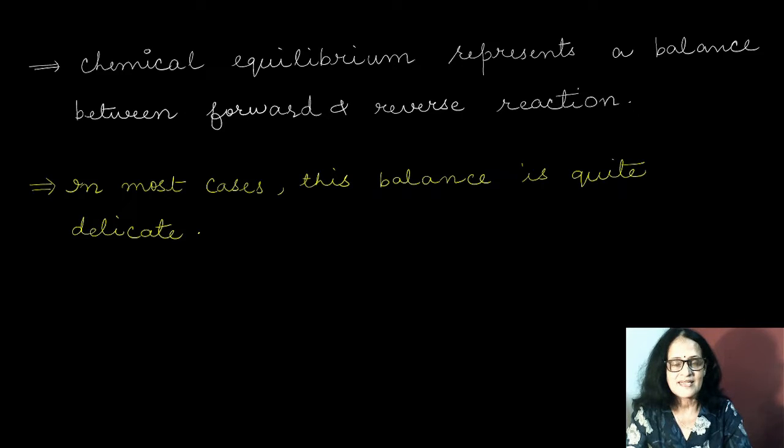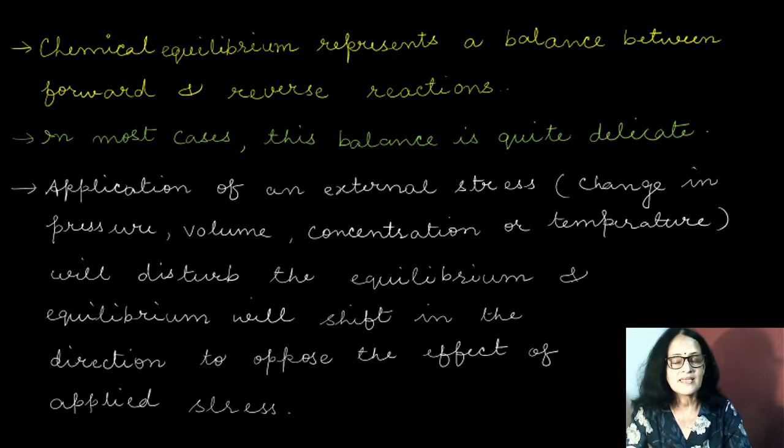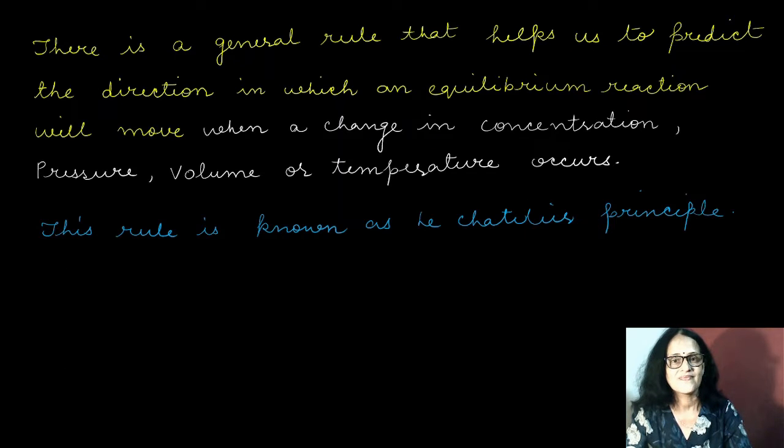The reason is that when we apply an external stress such as pressure, volume, temperature or concentration, the equilibrium will get disturbed, and in order to restore the equilibrium, it will move in that direction where the effect of added external stress is opposed. So, it can move either in the forward direction or in the backward direction. Students, we can predict the direction in which an equilibrium will proceed with the help of a principle called Le Chatelier's principle.